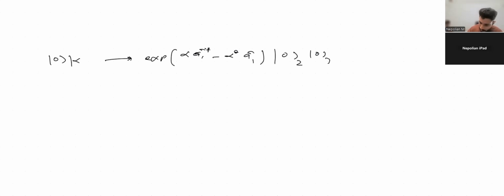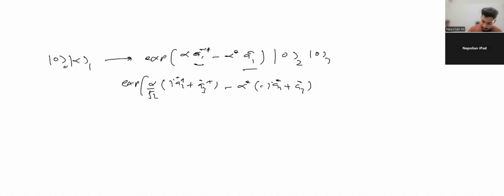Again, I'm sharing the whiteboard. So where were we. At the output side there is an exponential term, that is alpha a1 dagger minus alpha star a1, applying on |0> and |2, 3>. The input state was |0 and alpha at 1>. So changing A1 dagger and A1 in terms of A2 and A3, this is simply alpha upon root 2 times (A2 dagger plus A3 dagger) minus alpha star upon root 2 times (A2 plus A3), applying on |0, 0, 3>.